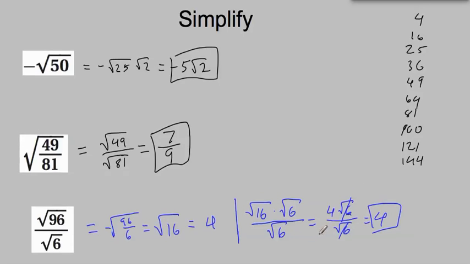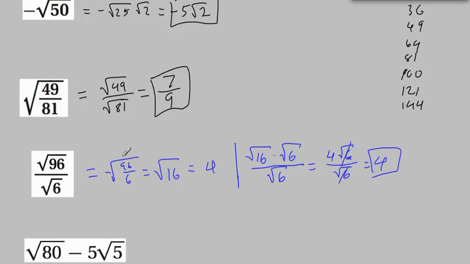I would suggest that if you can do the division problem, this way is much quicker than going through and simplifying first. So always try to combine your radical terms before you simplify if you can, or try to do the multiplication rather and the division before you simplify if it's possible.